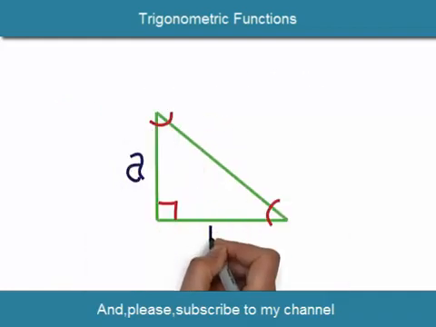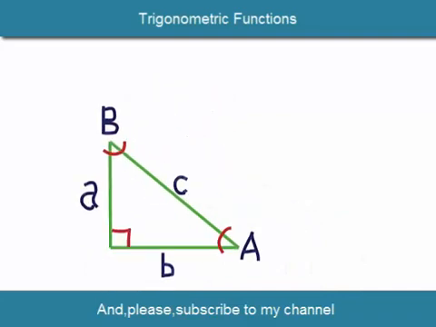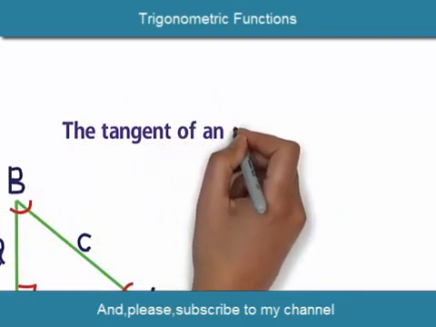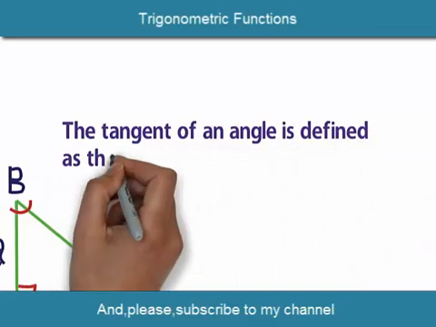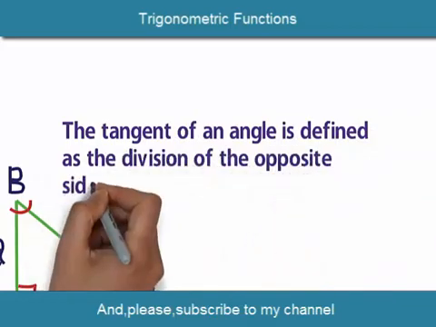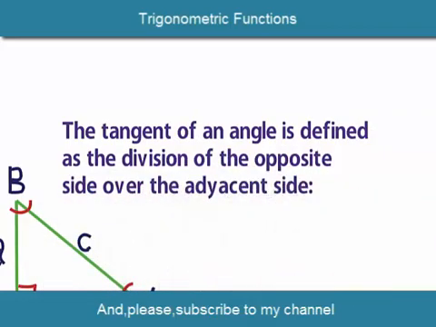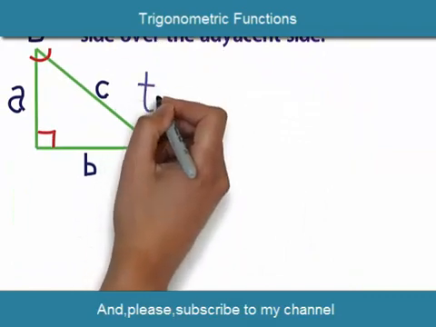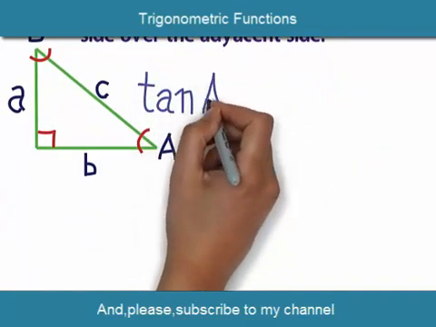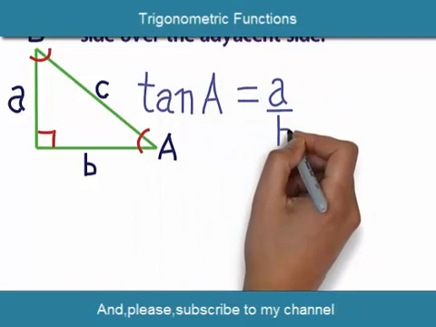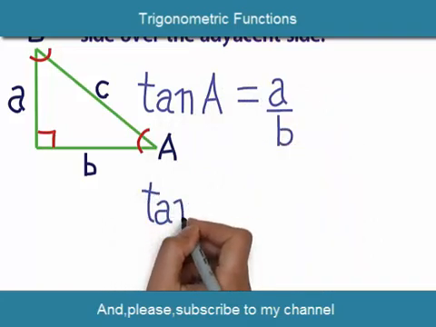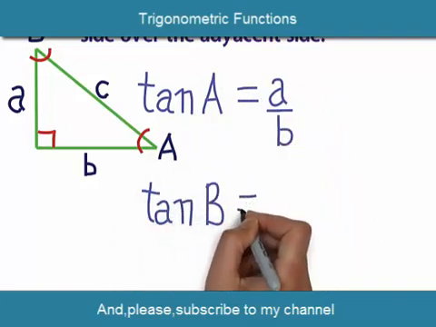Now, let's write the definition of the tangent function. Look at this triangle. The tangent of an angle is defined as the division of the opposite side over the adjacent side. Well, the tangent of the angle A is equal to the leg A over the leg B. The tangent of the angle B is equal to the leg B over the leg A.